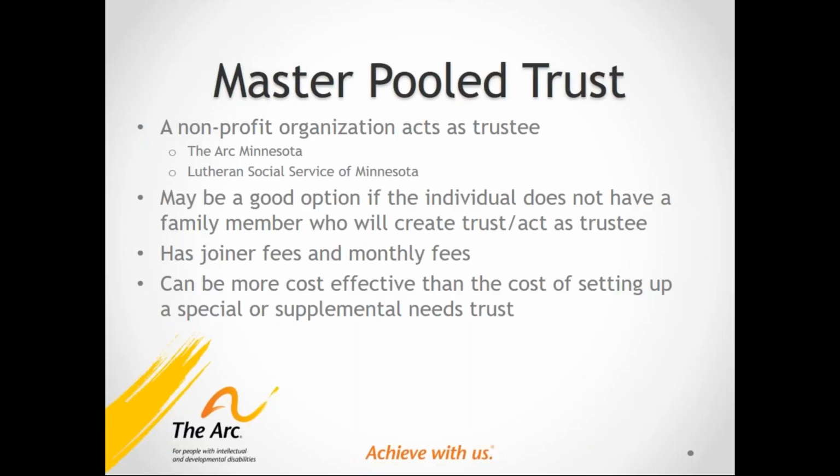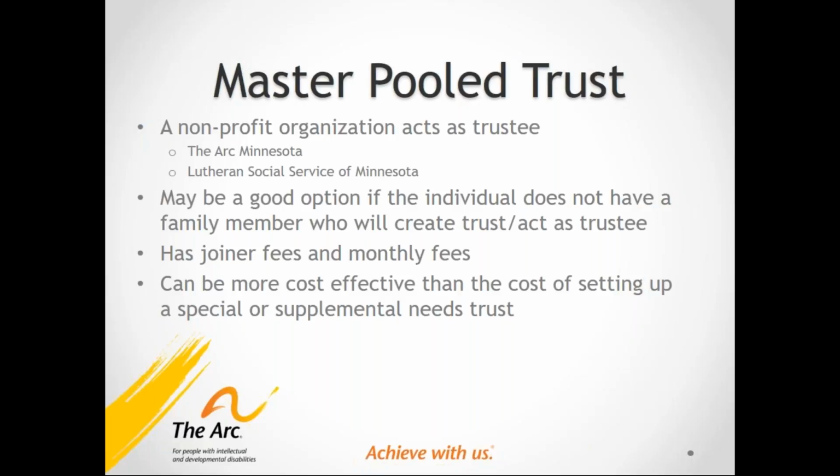Master Pooled Trusts are often chosen by families if they don't feel like they have a good person that they would like to pass off that responsibility once they're no longer able to act in that capacity. It also gives people some comfort that it's managed by a whole organization and not just one person. The Master Pooled Trust has joiner fees and monthly fees as long as the trust is funded.